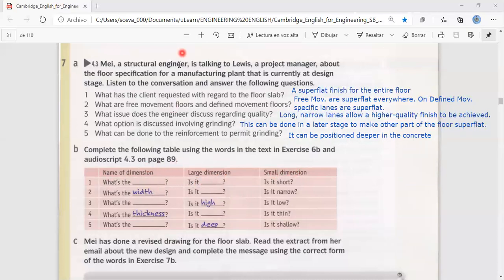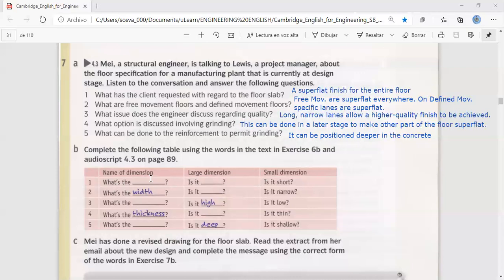Okay. So look at, well, there's not an example, but you might look at this one. It says, number 2, what's the width? The width. Then, what's the name of the large dimension? And the opposite, it's narrow. Okay, all these words are looked at in exercise 6B and the listening. But I think it's not necessary, the listening actually.